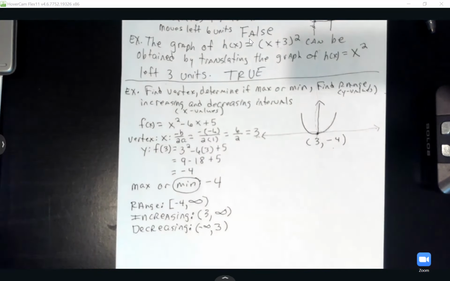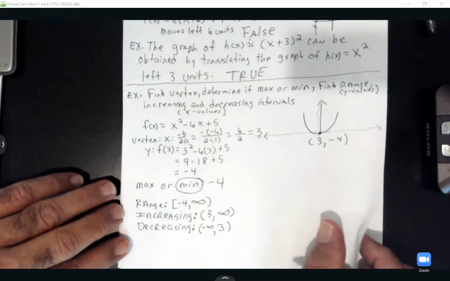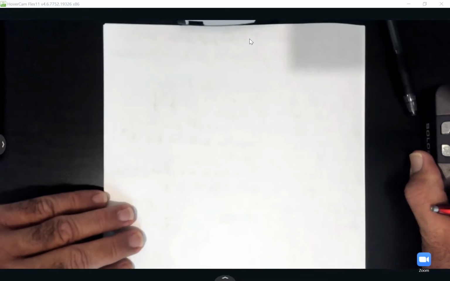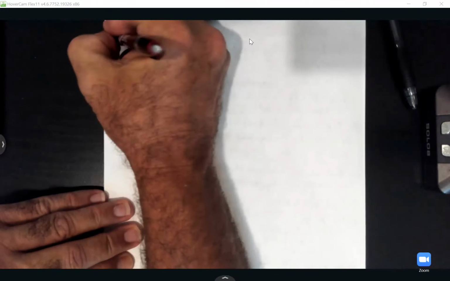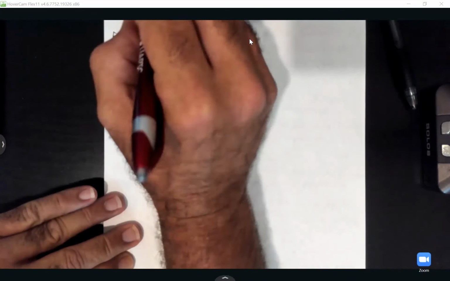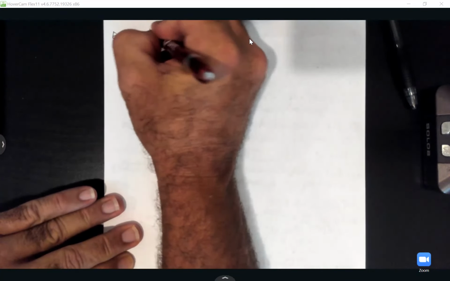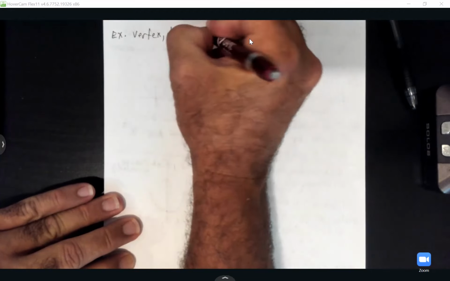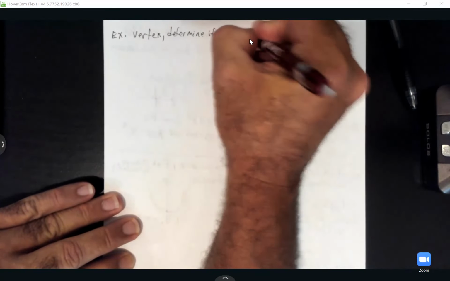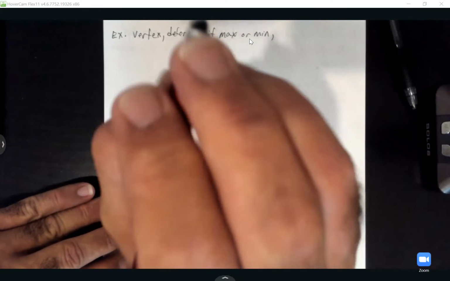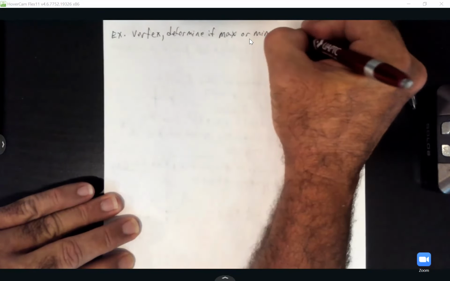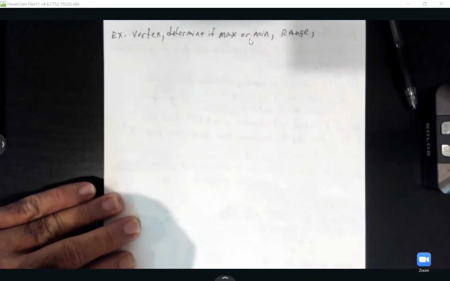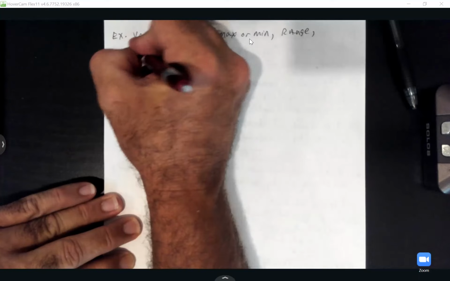So y'all, let's try another one of those and see how you do on that. So we're going to flip over and then make sure I move my camera up. So y'all, the same thing. We're going to find our vertex, determine maximum or minimum. We're going to find the range. And then intervals of increasing and decreasing.